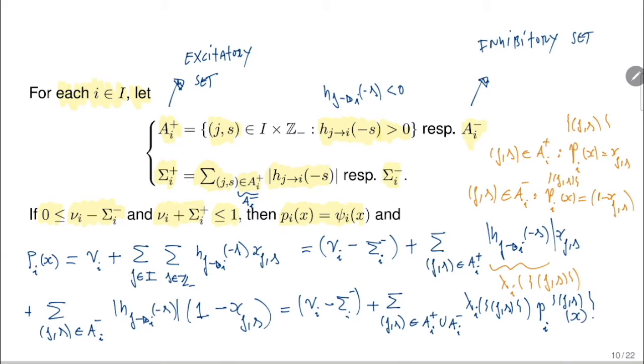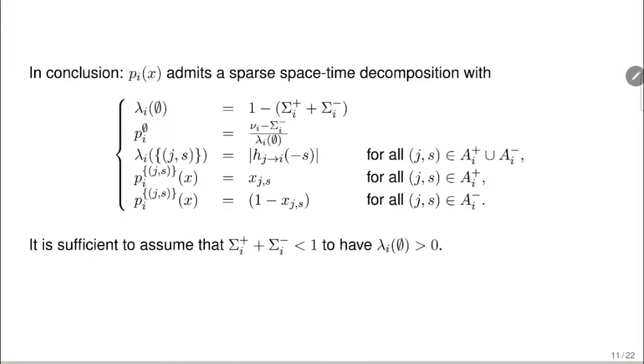And now, to actually conclude the example, you just need to observe that λ_I of the empty set is equal to 1 minus σ_I^+ minus σ_I^−, and π of the empty set is ν_I minus σ_I^− divided by λ_I of the empty set. Then this last term here is λ of the empty set times π of the empty set of x. And so in this way, we ended up computing exactly the space-time decomposition for the π of x of this example.